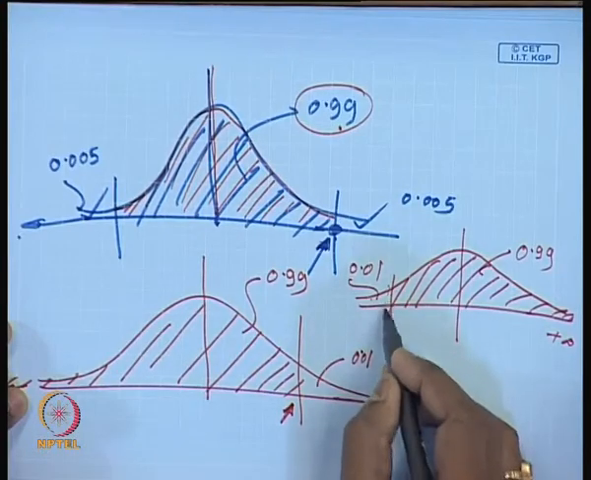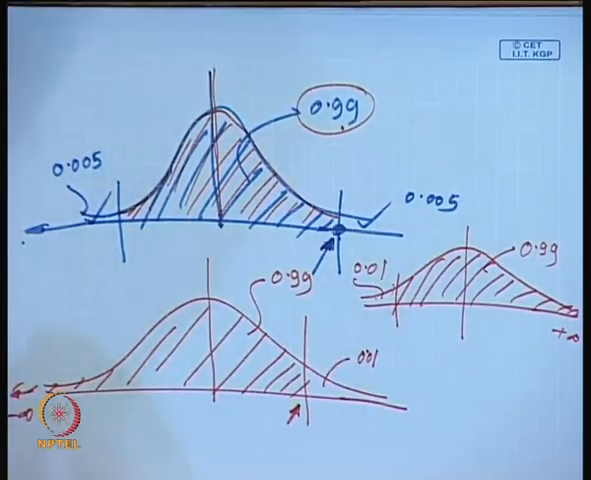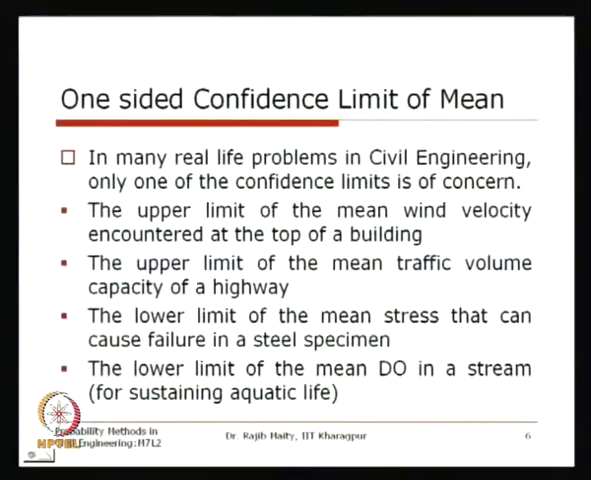So, this is the lower limit and this is the upper limit, and this is common in almost all application fields, including civil engineering. In many real life problems in civil engineering, only one of the confidence limits is of concern. For example, the upper limit of the mean wind velocity encountered at the top of a building. I may not be interested in the lower limit of this wind velocity. I want to know the upper limit of the mean wind velocity, because I need the maximum load that the building can face.